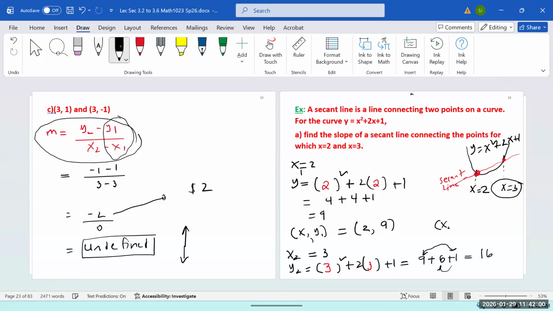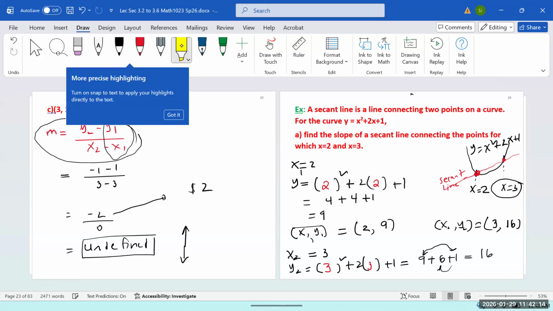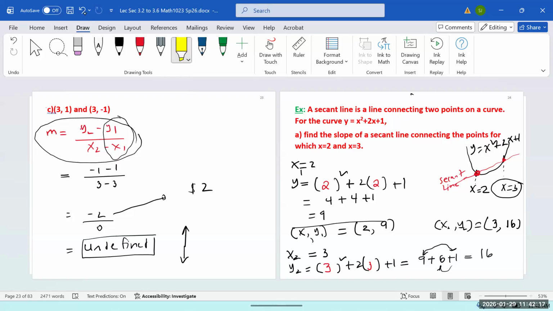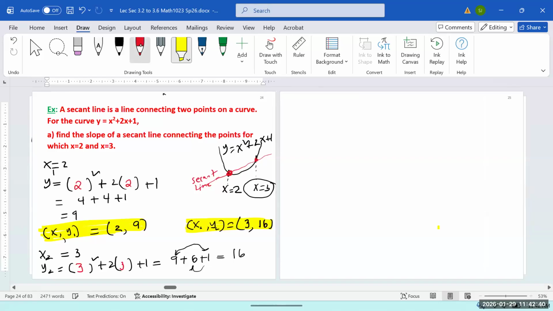So we have our point x2, y2. What's the point for x2, y2? x2 is how much? 3. And y2? 16. So this is our first point, x1, y1. And this is our second point, x2, y2. Now can you find the slope? So how do you start?